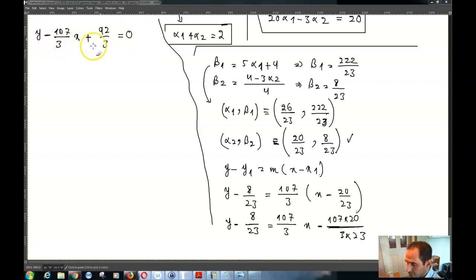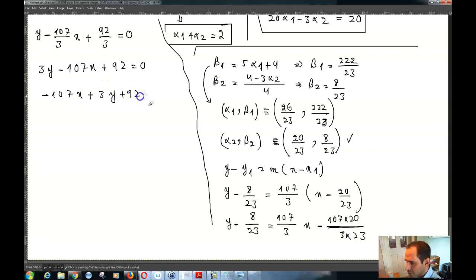What I can do now is multiply everything by a factor of 3, meaning that 3y minus 107x plus 92 is equal to 0. Or I can write negative 107x plus 3y plus 92 is equal to 0. It is better to multiply by a negative 1, so you don't have the negative 107 over here. So you get 107x minus 3y minus 92 is equal to 0. That is the equation of your line.